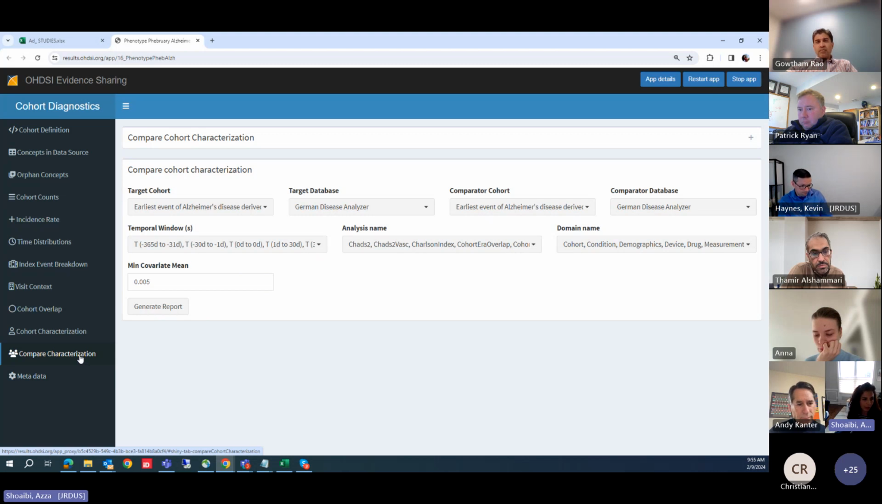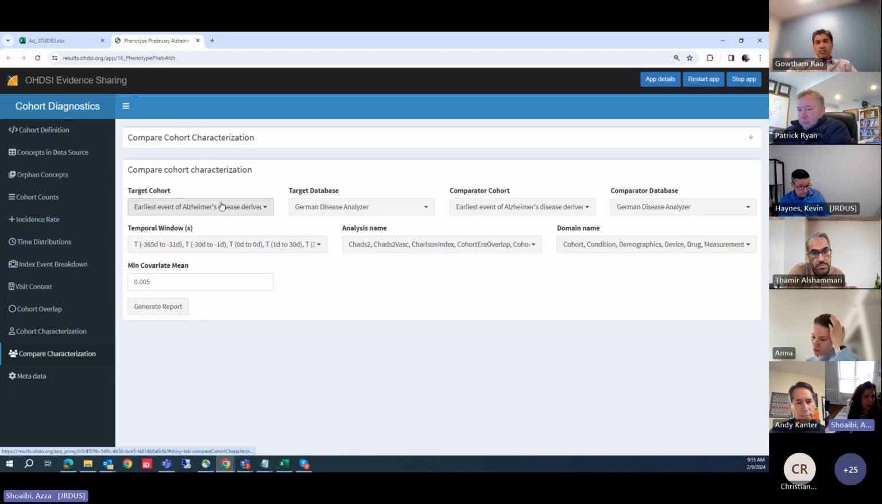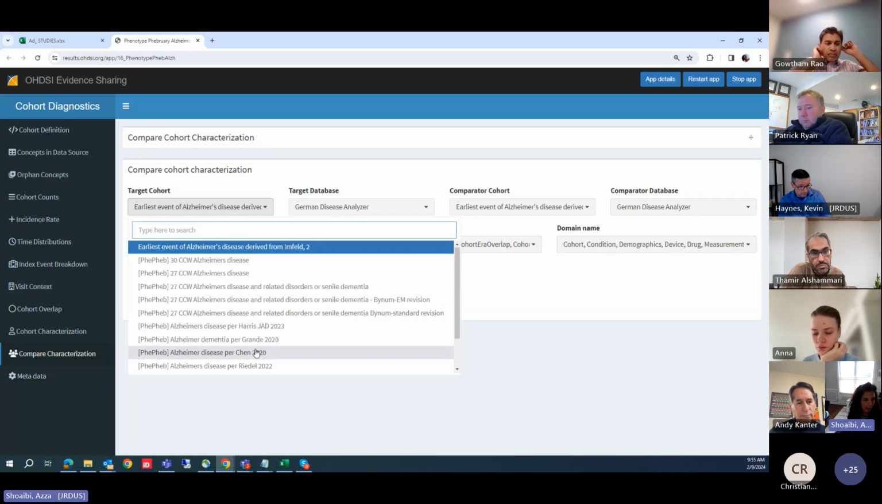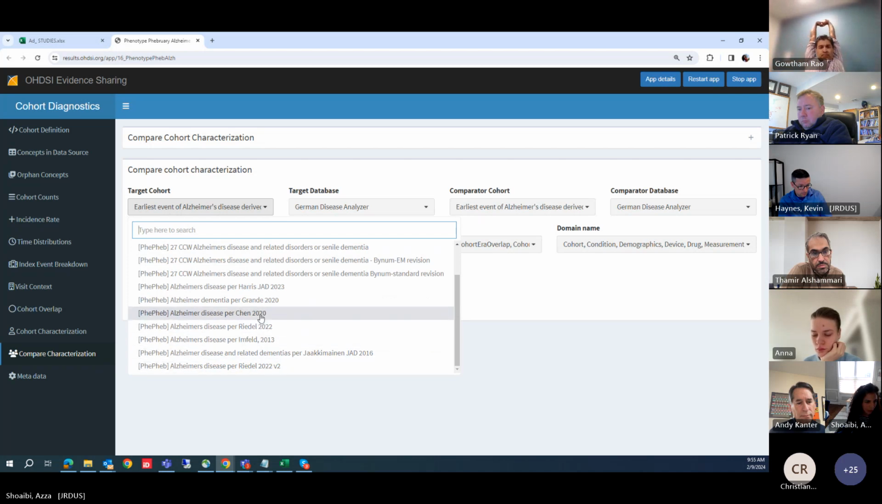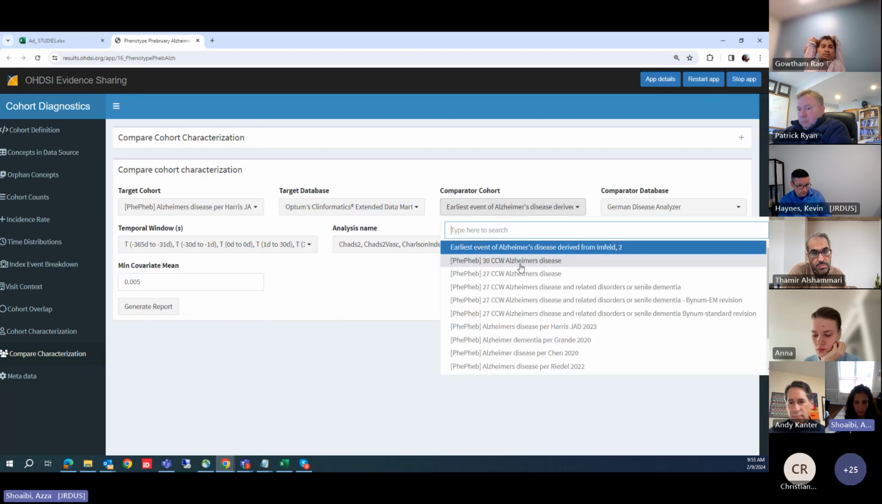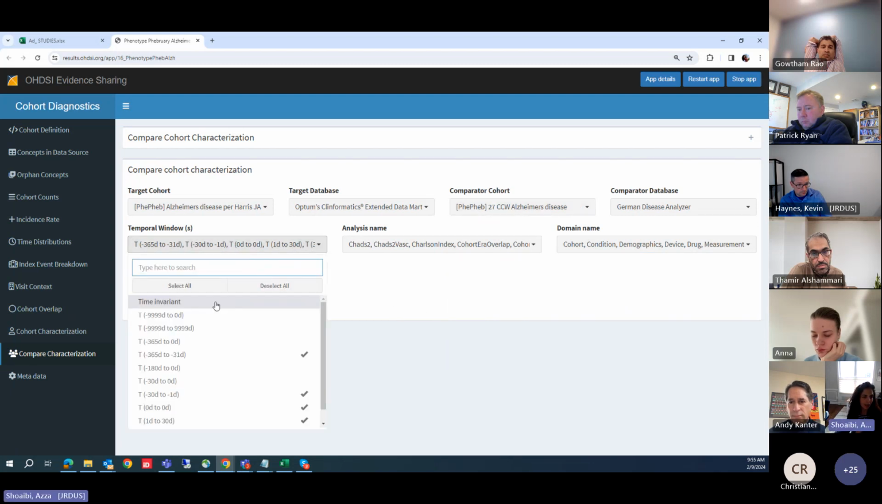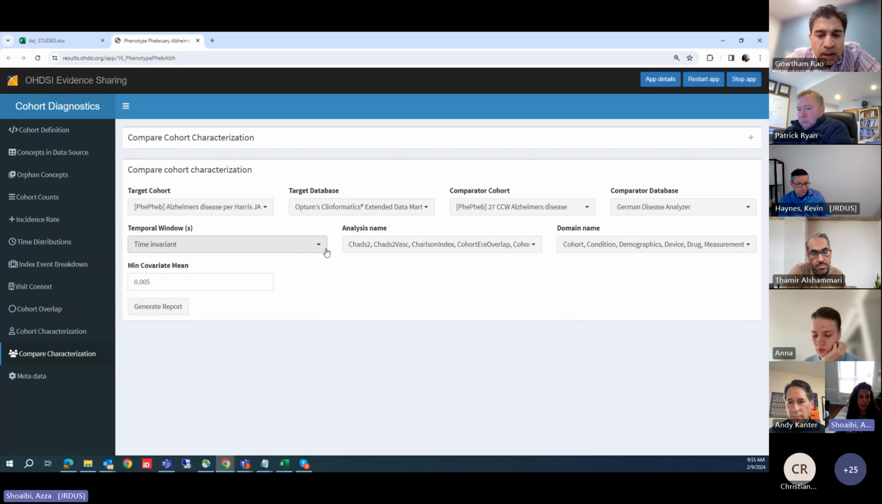I'm going to go to compare characterization, and I'm going to pick, in this case, it's 1-to-1. So I'm going to pick Harris, and I'm going to stick to DOD just because it's the one that we looked at, and I'm going to compare it to, let's do CCW 27. And then I'm only going to look at demographics for now. So I am going to just do what we call time invariant. So those are the variables. You have to change the database on the comparator.